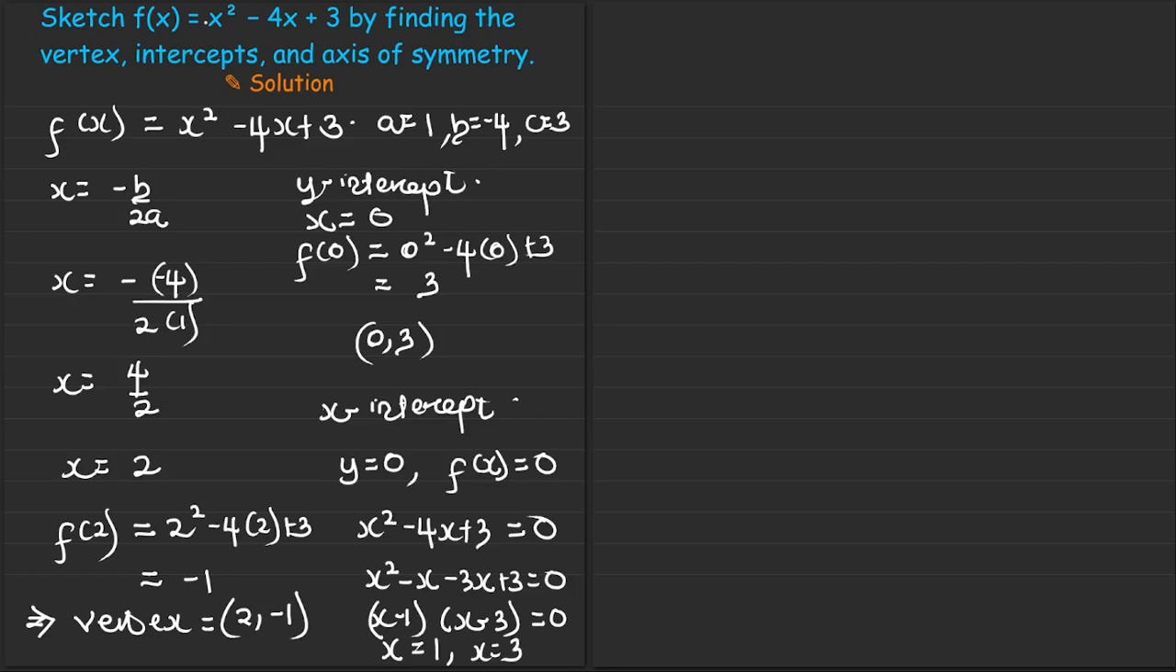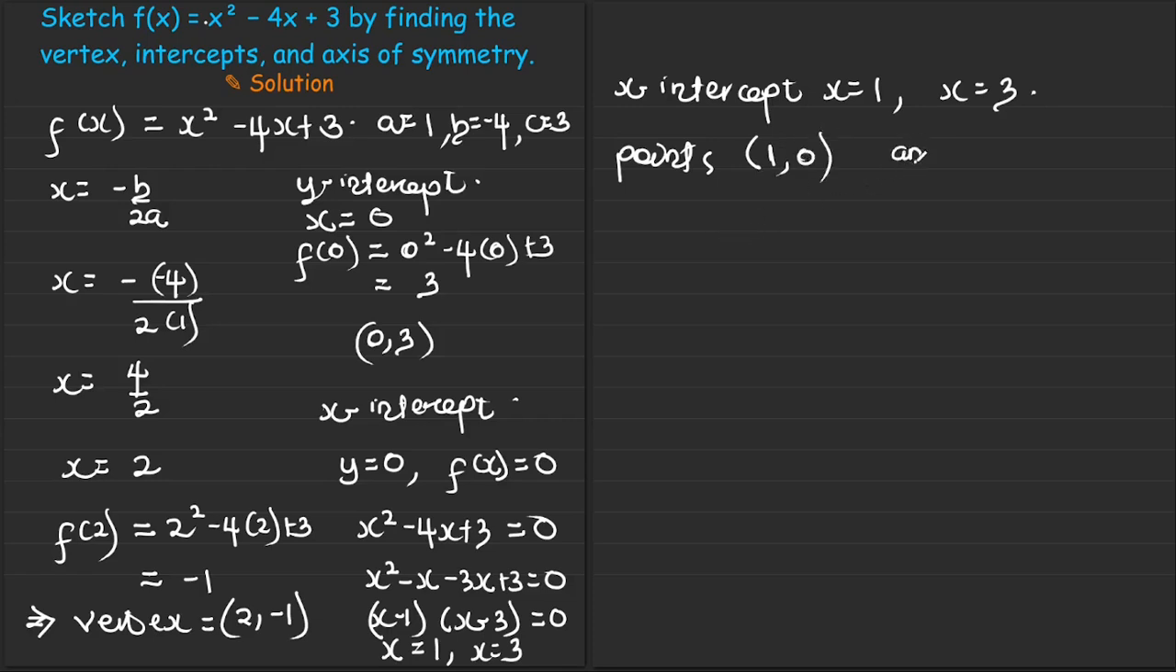So we can then conclude that our x-intercepts are what? x equals 1, and then x equals 3. But if you want them as points, then we simply mean the x-intercepts are at the points x equals 1, and when x equals 1, y is 0. And then we have 3, 0.